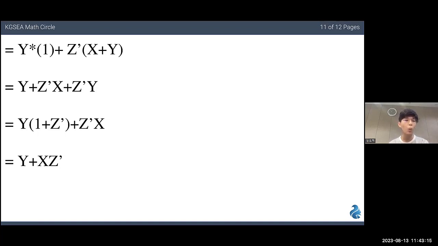Since Y for the first and the third term can be factored out, it becomes Y and parentheses (1 or not Z), or (not Z and X). Since 1 or not Z is equal to 1, the expression can be simplified into Y or (X and not Z).